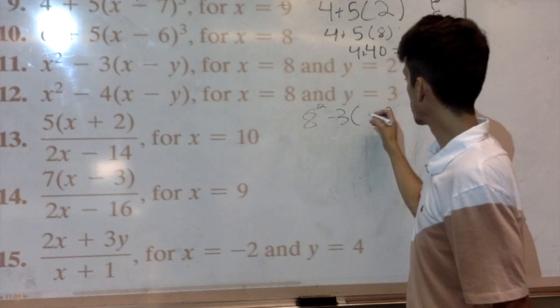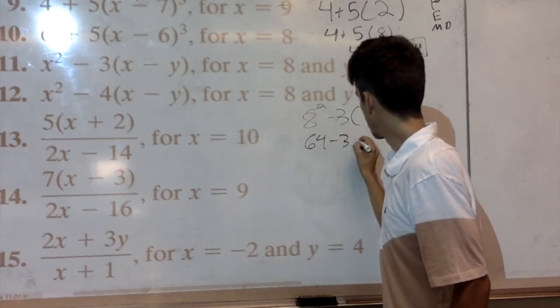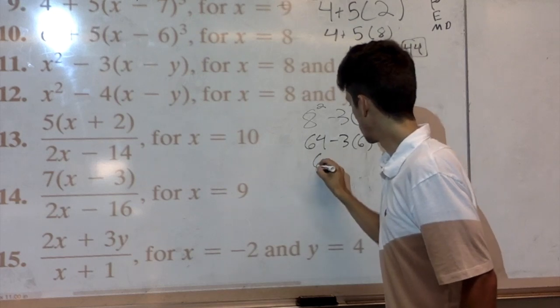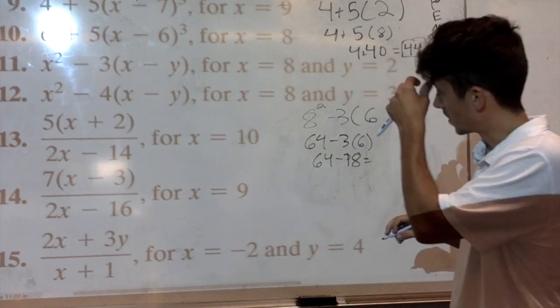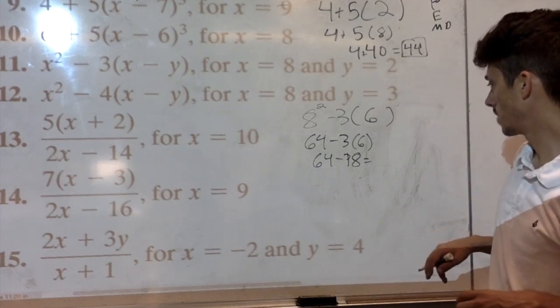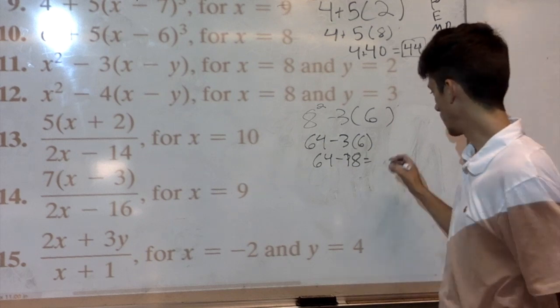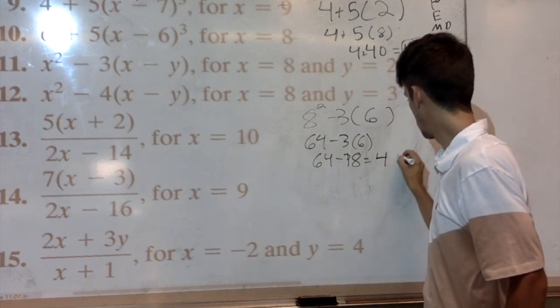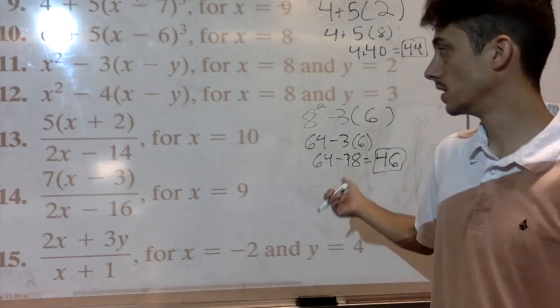So 8 minus 2, that's going to get us 6. 8 squared, 64, minus 3 times 6. So really, 64 minus 18. So what's that going to be? 44? No, 46. So that's 11.